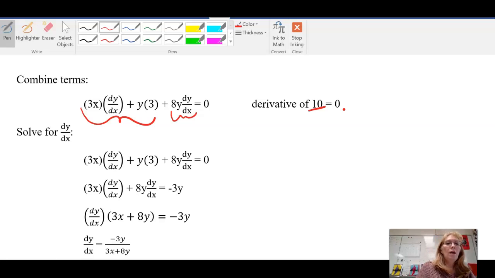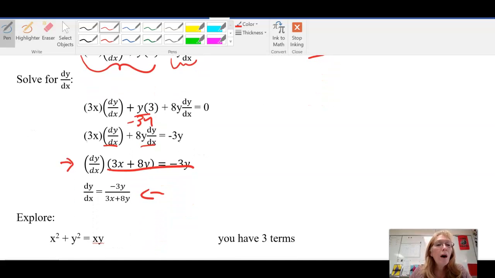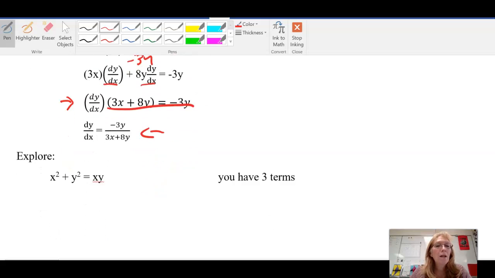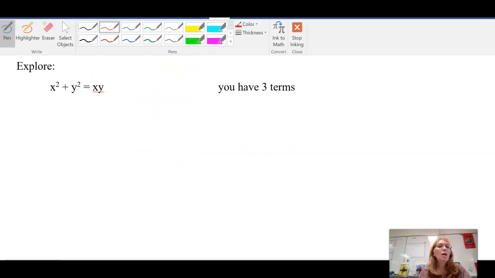So to do this, this term doesn't have a dy/dx. We just subtract it to the other side. We have the minus 3y. We're going to factor out the dy/dx, and that's all we're going to factor out because that is what we're solving for. Even if there was something else in common, nobody wants it. Factor it out. Then we have 3x plus 8y. We divide by it. And your final answer is negative 3y over 3x plus 8y. That's the derivative of y with respect to x. All right, pause and try yours.